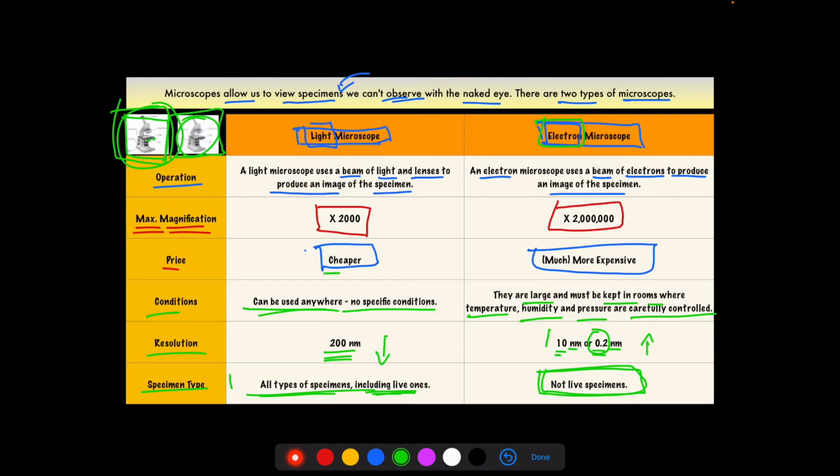It's still useful. Many things like DNA or even bacterial cells, even if they're dead, are very useful because they still retain their intracellular structures. We'll come on to that. An electron microscope is very good. It's just that it's very expensive, needs specific conditions, and it can't show you live specimens, which are useful in some cases.